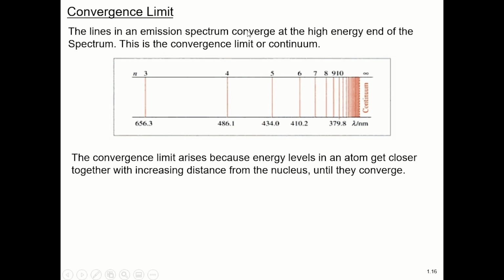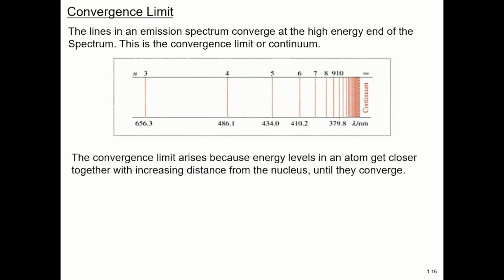The convergence limit: we have the lines in this emission spectrum. Think about these as being further and further away from the nucleus. So think of the nucleus as being out here somewhere. Here is the third energy level, the fourth, the fifth, and so on. They get closer and closer and closer together as you get to the edge of the atom. And this is what we call the convergence limit.